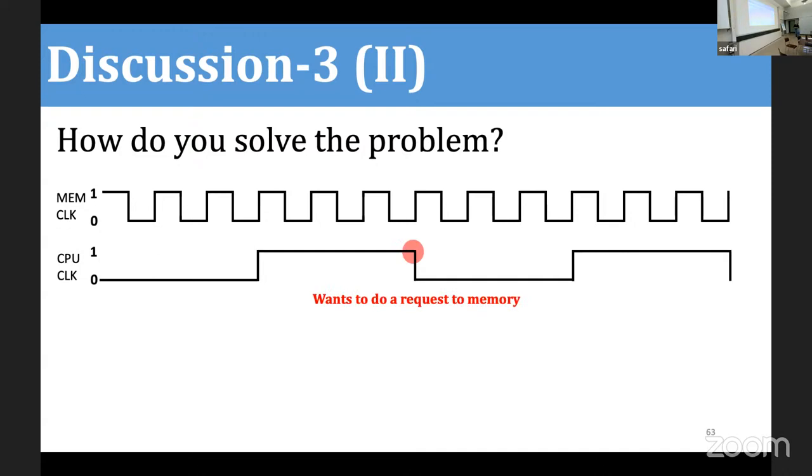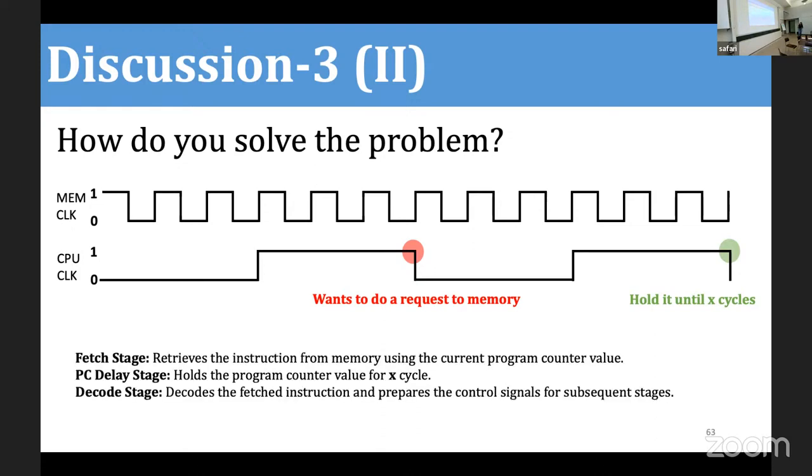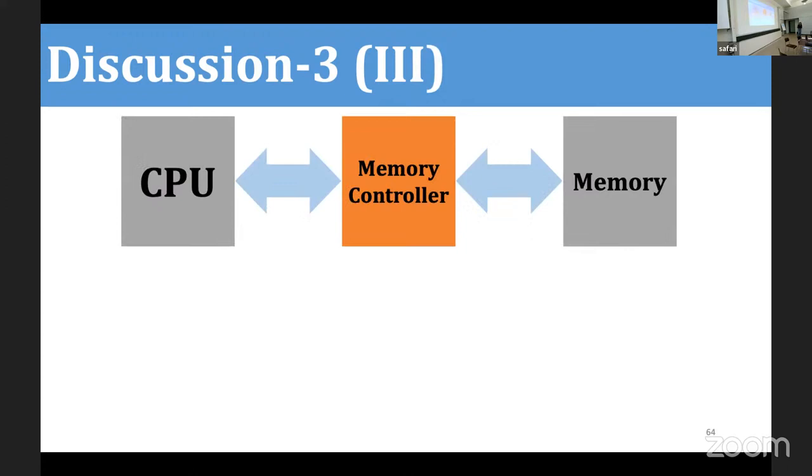So basically what I thought is when the CPU wants to make a request to the memory, we're going to hold it for X cycles. So it's going to think that the memory has a lower latency. And for doing so, when you fetch the stage, you hold the program counter for 6 cycles, so it does not continue. Then you decode the stage and continue with the decode and execute stages. So just hold the request of the CPU and wait X cycles.